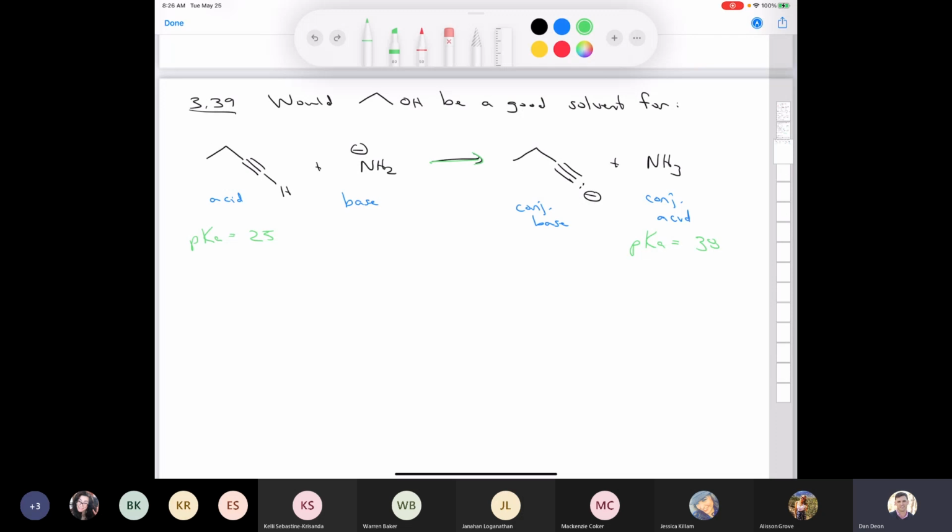Okay, it's a very cheap solvent. You don't have to break the bank. Yeah, Jessica says no. I tend to agree with you, Jessica, right? Why would that be? Why wouldn't it work?